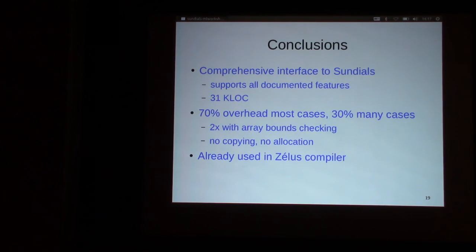We realize this performance by having this clever vector representation that involves no copying or allocation when you convert back and forth between OCaml and C views of the data. And we've already started using this solver as a backend to the Zealous compiler, and as just an attestation to its performance, we're not seeing any problems. So it's hard to quantify how good it is because we don't have a baseline to compare against, but we can say that it's doing fine.